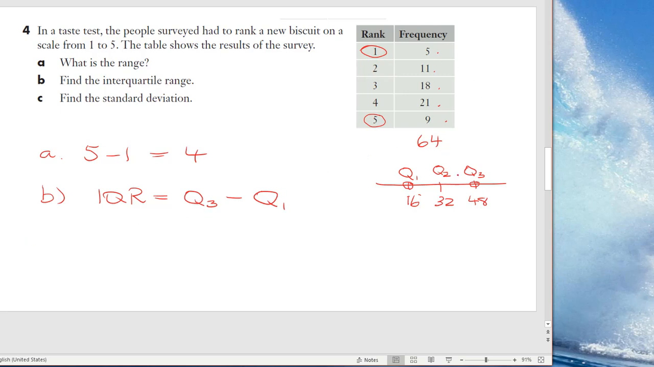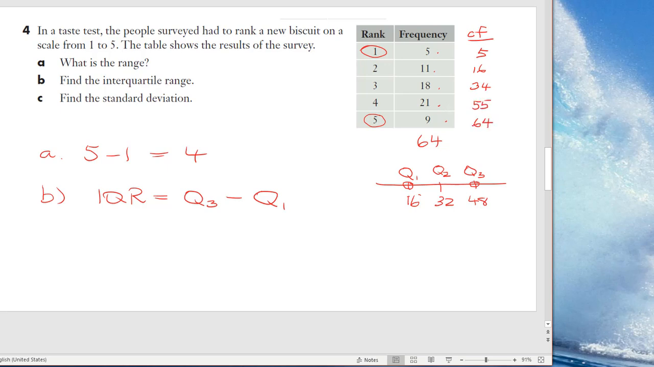In order to work that out, it's a lot easier if we have a cumulative frequency column as well. Cumulative frequency is just the sum of the frequencies up to a certain rank. So the sum up to here is straightforward, that's 5. The sum up to here, 5 plus 11 is 16. And if we keep adding, 21, so that'll be 55, and lastly 64.